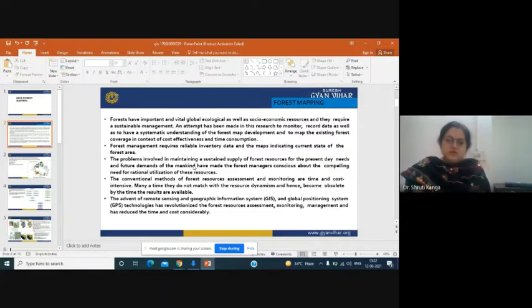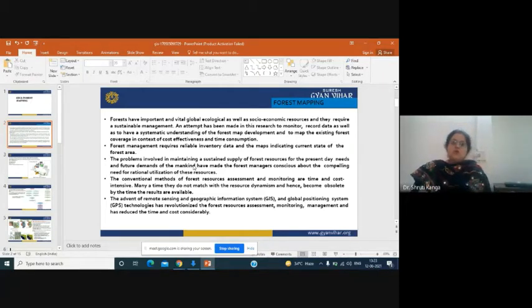What is the forest scenario right now, monitoring of these forest resources, management, and of course reduce the time and cost considerably, which earlier was taking a lot of time for these surveys. So that thing has been controlled by this geospatial technology as far as the survey part is concerned, or as far as the assessment of these forests, mapping, monitoring, and management is considered. So everything is being controlled in terms of time taken and in terms of cost.